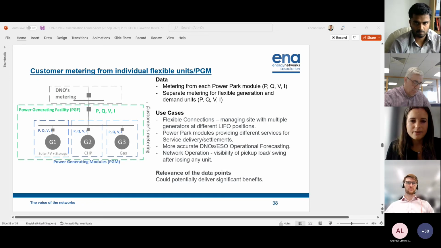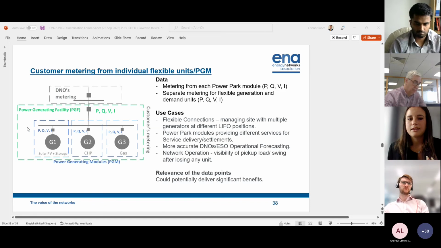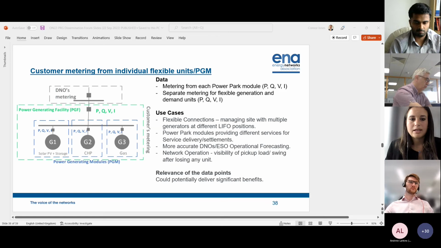The next use case was more accurate DNO and ESO operational forecasting. DNOs are developing operational forecasting capability, and having visibility of the individual units together with the technology type would allow us to forecast the overall output in a much more accurate way compared to only having visibility of the net metering without the technology mix downstream, as operational forecasting takes into account different modules like PV forecast and wind forecast. So the more information we have, the more accurate the forecast could be, and that translates into customer benefits ultimately.